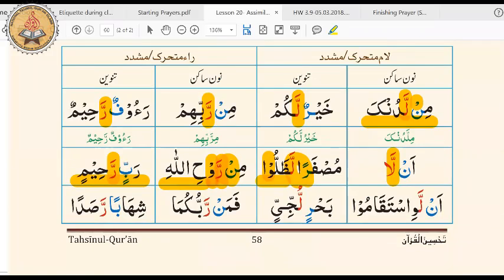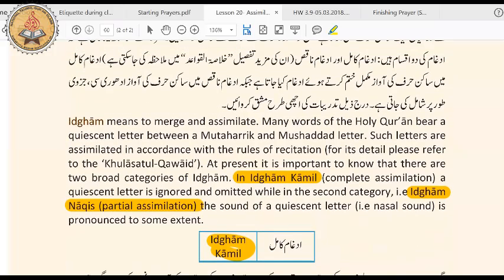So let's go back to the top. Idgham Kamil, it says here, is where a complete assimilation takes place. So that means a sakin letter is ignored. When you say a word, if that sakin or tanween letter appears, I'll explain a bit more in a second, but basically that sound is ignored, so that letter is ignored.